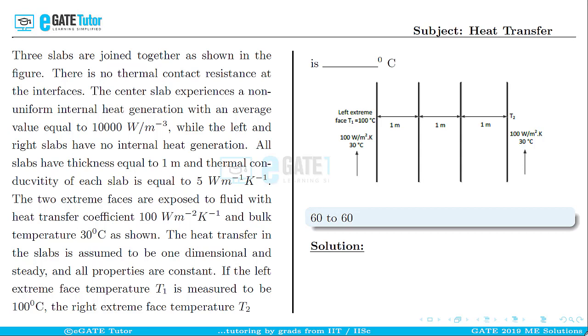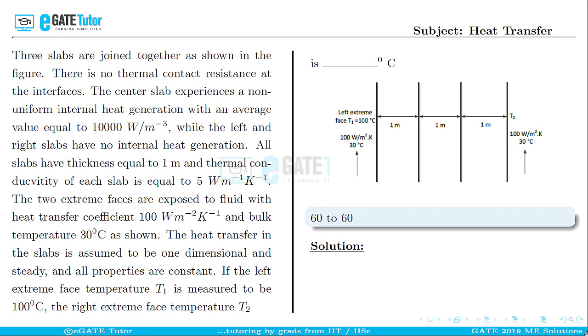This question is from heat transfer for 2 marks. Three slabs are joined together as shown in the figure. There is no thermal contact resistance at the interfaces. The center slab experiences a non-uniform internal heat generation with an average value equal to 10,000 watt per meter cube, while the left and right slabs have no internal heat generation.